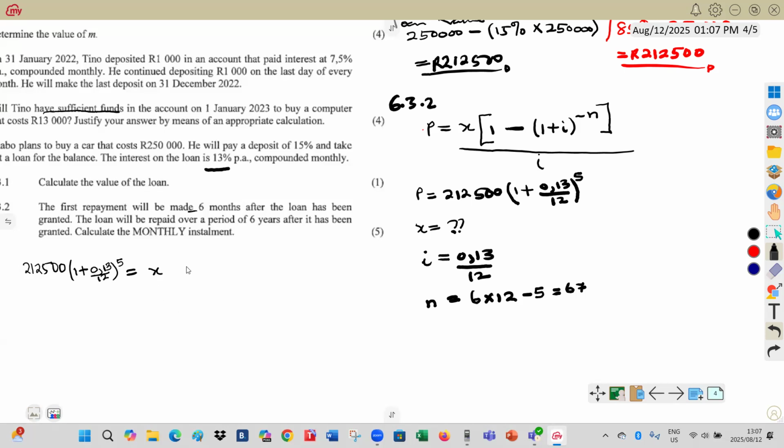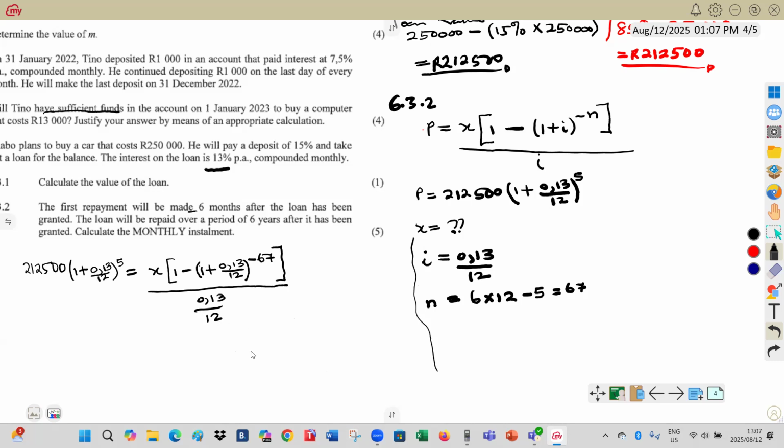So that's our X being multiplied by what? We have 1 minus, in bracket, 1 plus i, which becomes 0.13 over 12, to the power of what? A negative 67 there, all over i. Our i is 0.13 over 12. And kindly take note, we now want to solve.